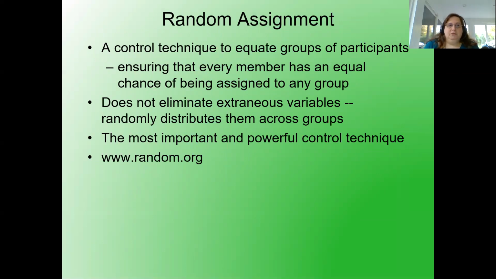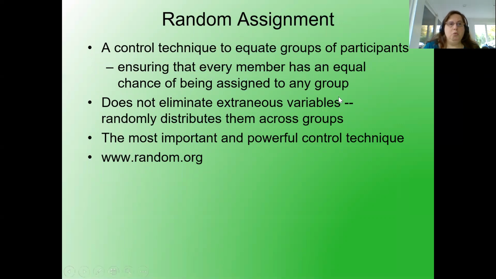So random assignment. I've been talking to you about this, telling you how important it is. We're going to talk about it again. It's a control technique to equate groups of participants. It ensures that every member has an equal chance of being assigned to any group. Now, while it does not eliminate extraneous variables, it randomly distributes them across the groups. And that works out to be quite healthy for an experiment, okay? It works out to really help our experiment get closer to causality. And this is the most important and powerful control technique.